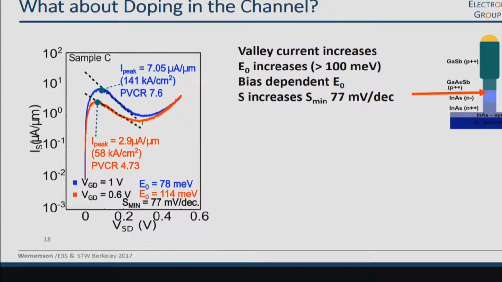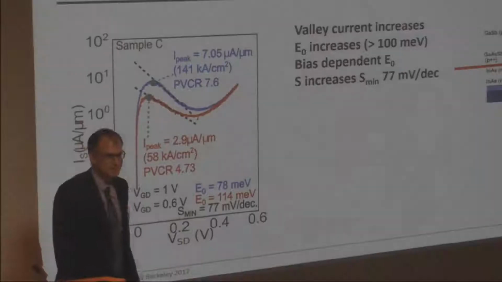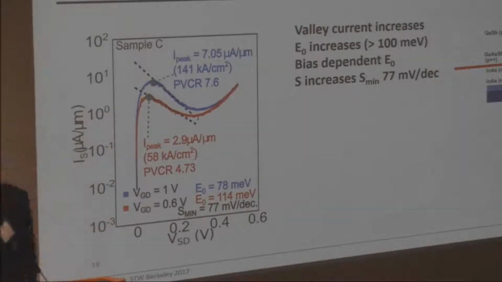And now we get the bias dependence in the conductance slope again. You can see here, this is not the case if we don't have doping here. Suddenly it starts to be a difference here, and the subthreshold slope is increasing. We're never getting below 60 millivolt per decade when we put doping in the channel.